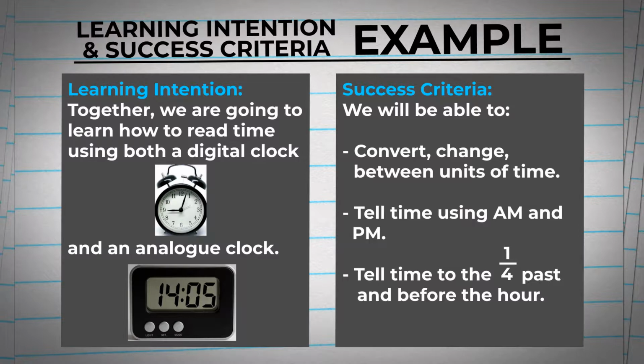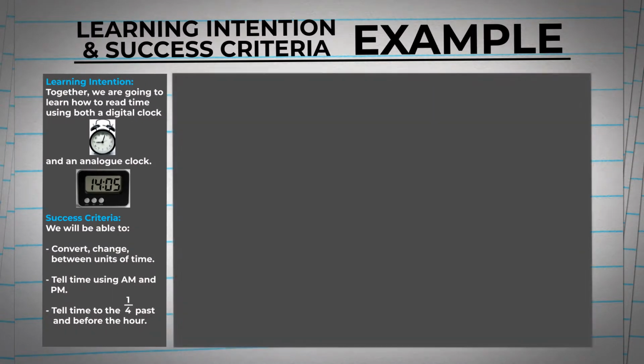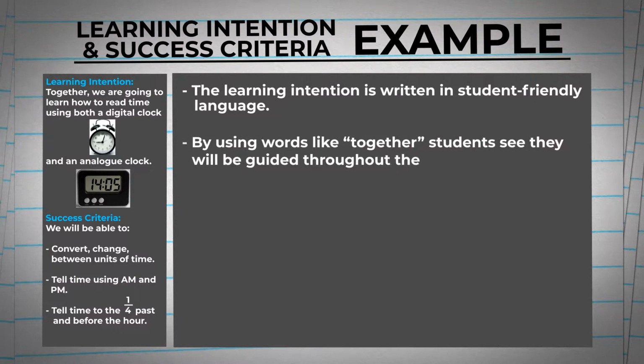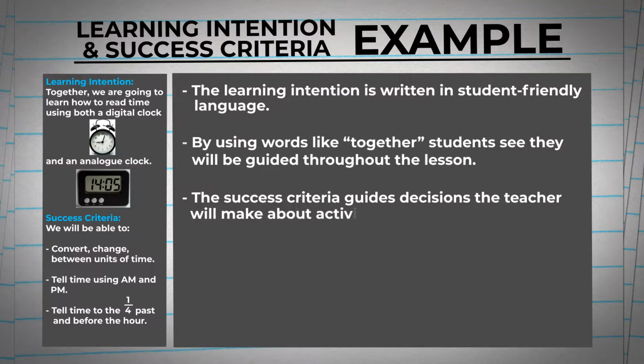So, what makes this work? First, you'll notice that the learning intention is written in student-friendly language. Second, by using words like together, students will see that they will be guided throughout the lesson. Third, the success criteria guides decisions the teacher will make about activities used in the lesson.